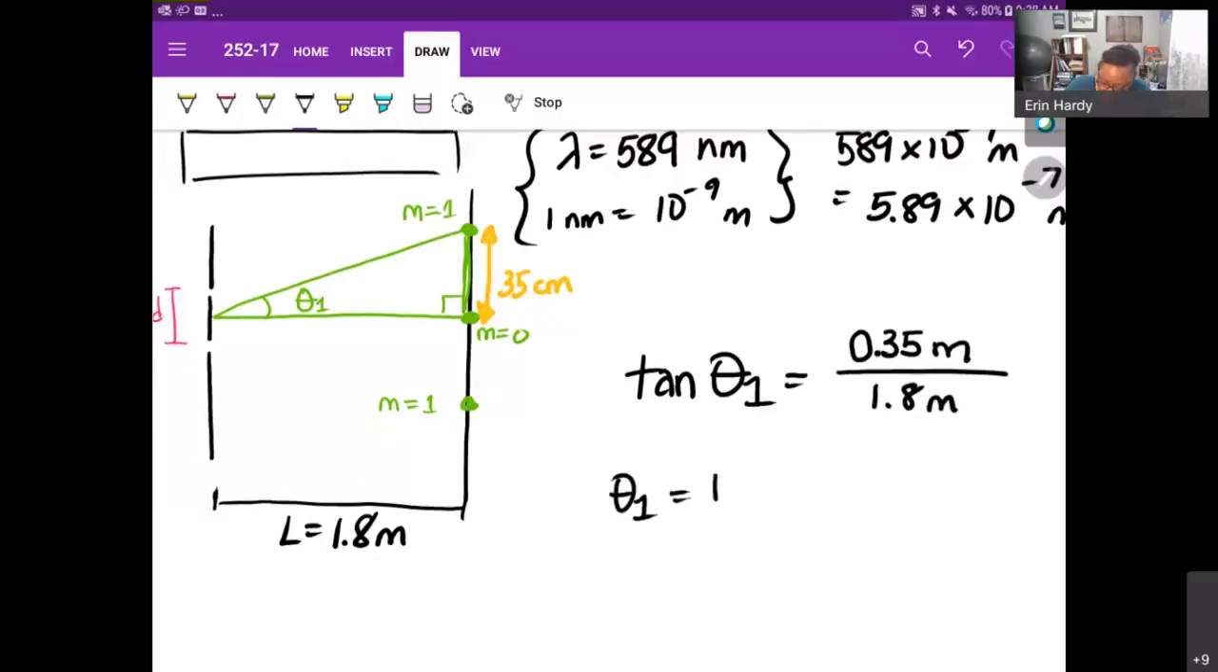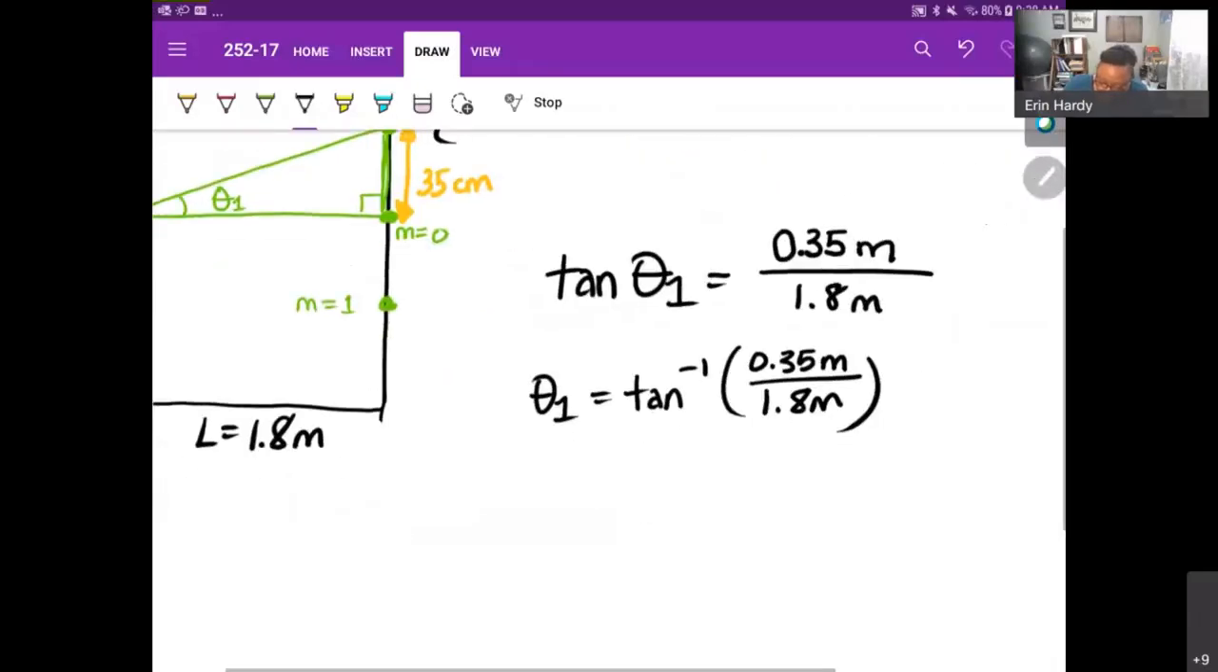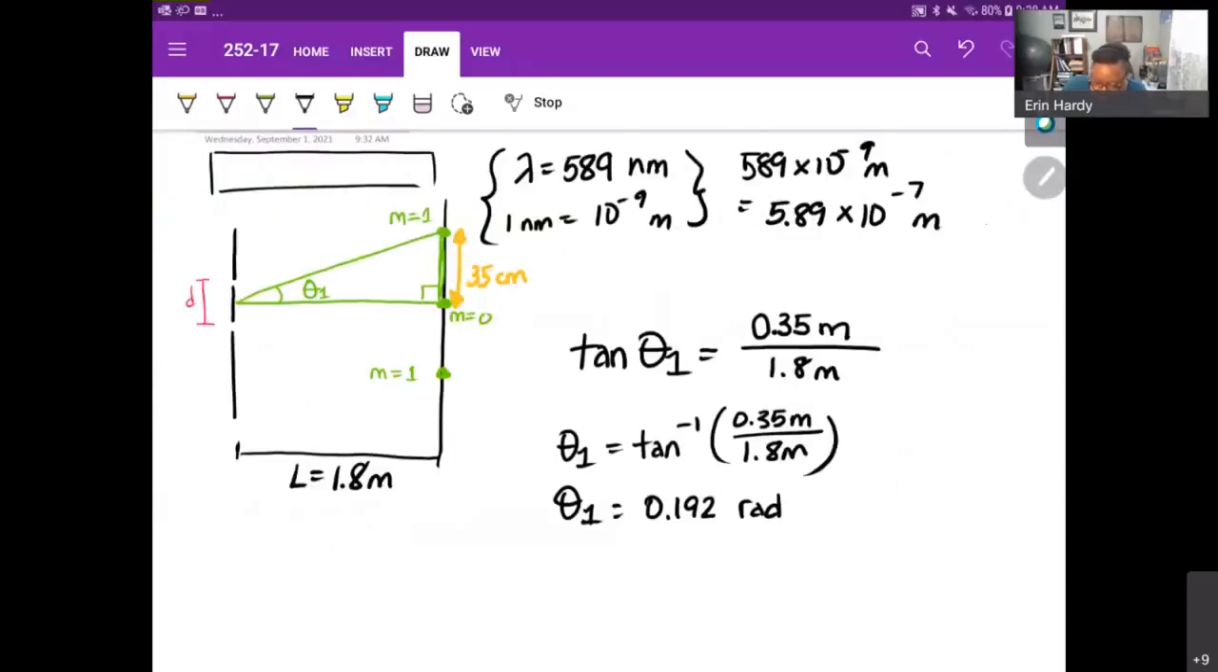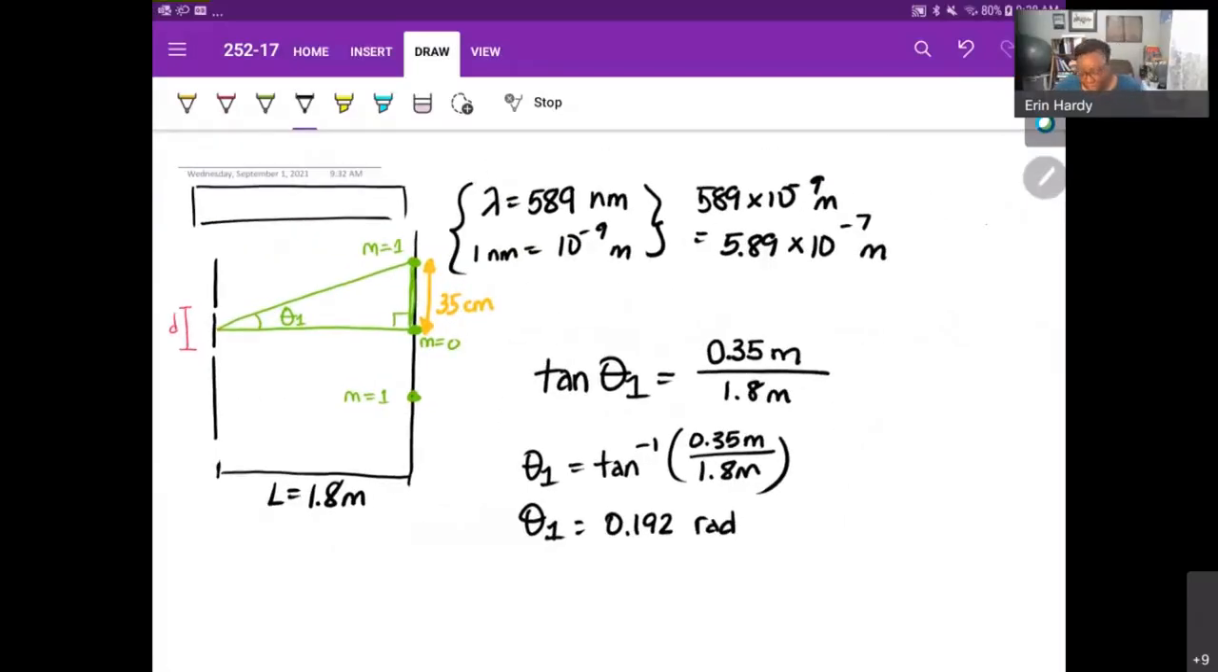So theta 1 is going to be the inverse tangent of that ratio. And let's see what we get there. 0.35 over 1.8. We're going to end up with an angle theta 1 of 0.192 radians. Okay, so that is what we're going to need to go back and forth between our two expressions.